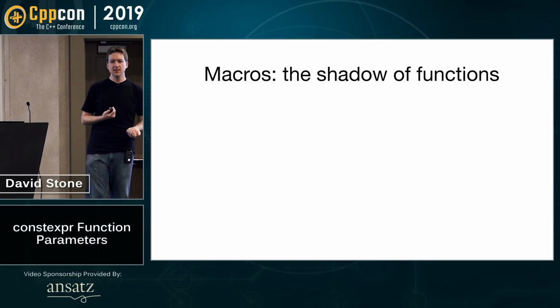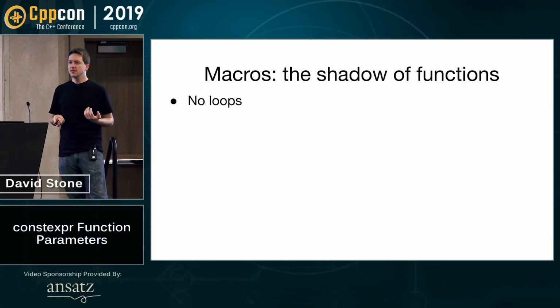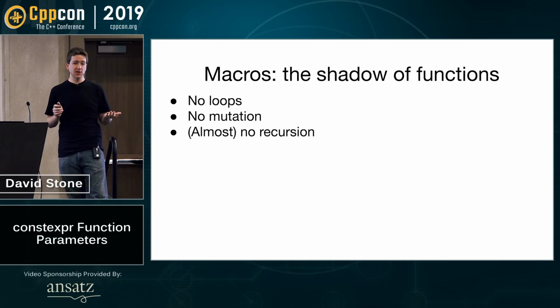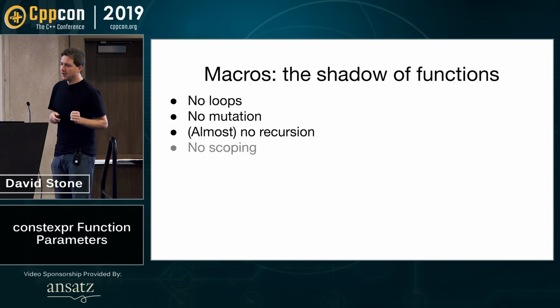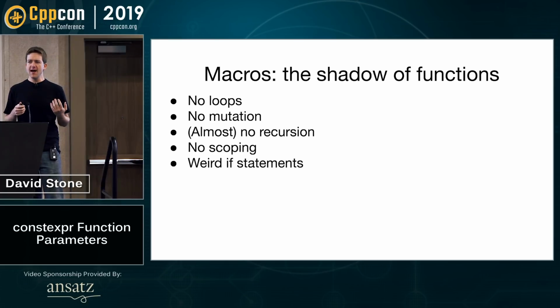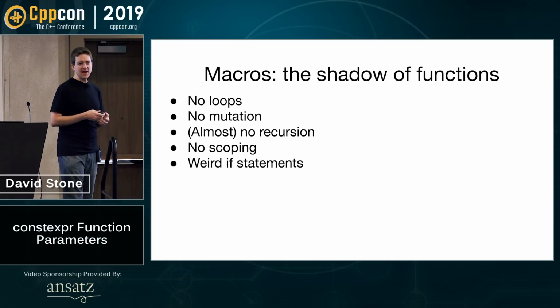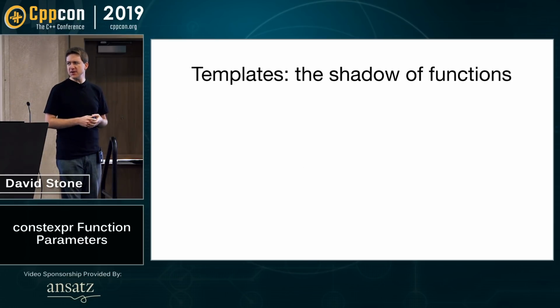And then macros. I think we're all aware of the problems with macros. There are no loops, no mutation, almost no recursion. Turns out there actually is a way to kind of fake it, but it's really ugly. There's no scoping. There are weird if statements. I don't think I really have to go into a lot of detail about the problems of macros. But for this presentation, I'm actually going to be focused on templates.